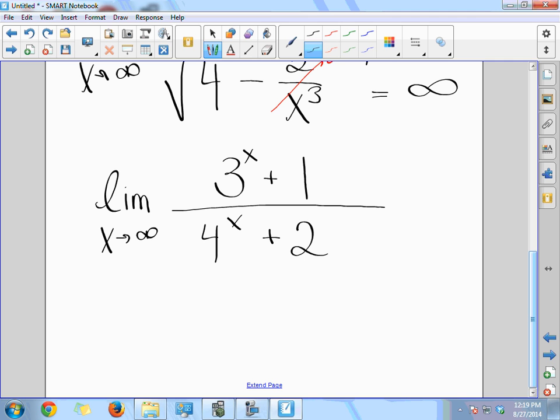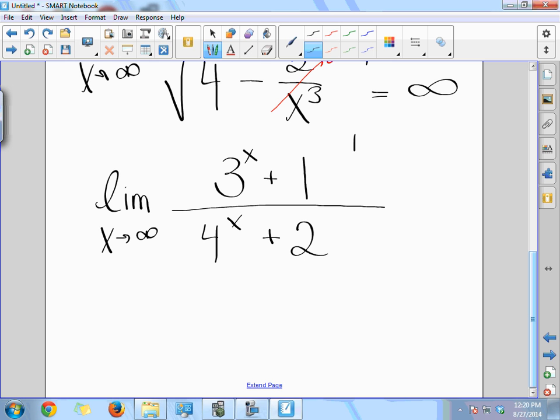So here we have exponential expressions. And so I once again look at the denominator, and I don't look at the degree of the denominator, but I look at that exponential. I have a 4 to the x as my exponential term in the bottom. And so I want to divide the numerator and the denominator by that exponential expression.